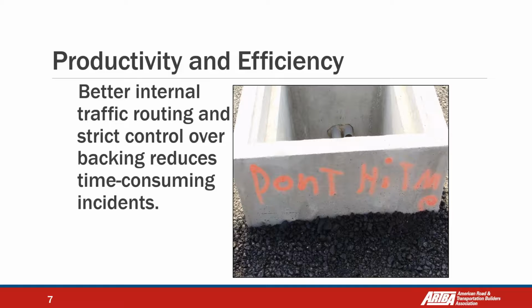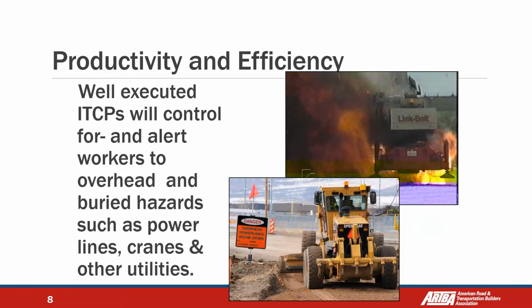So if we have an internal traffic control plan, we are not only protecting workers, but also we are protecting property and buildings and other resources that we have in the work zone. So the effect is not only protecting workers, but also protecting property. So a well-executed internal traffic control plan will control for and alert workers to overhead and buried hazards such as power lines, cranes, and other utilities.